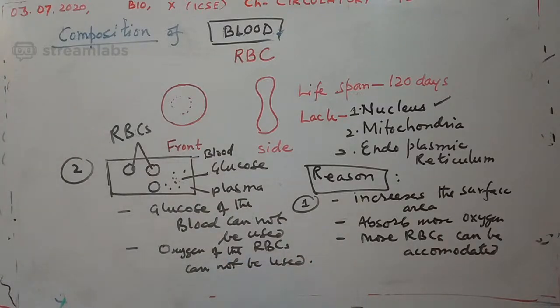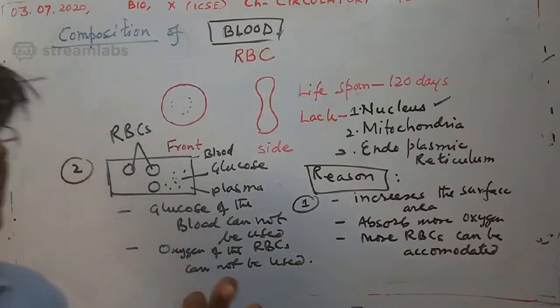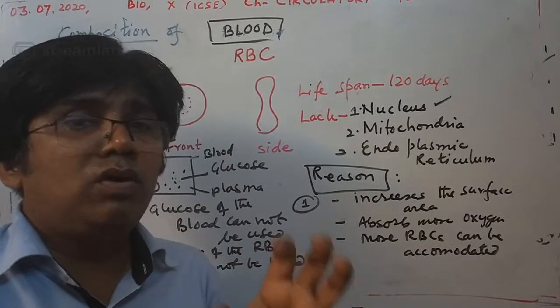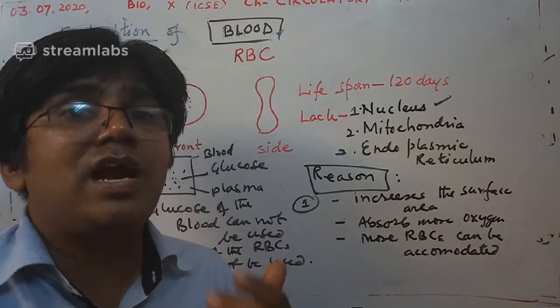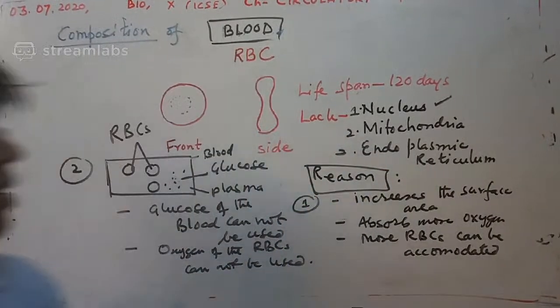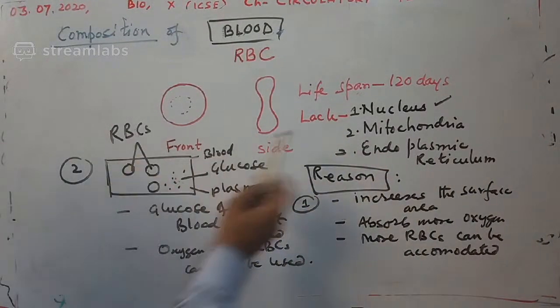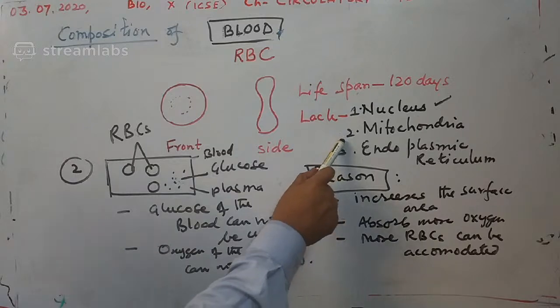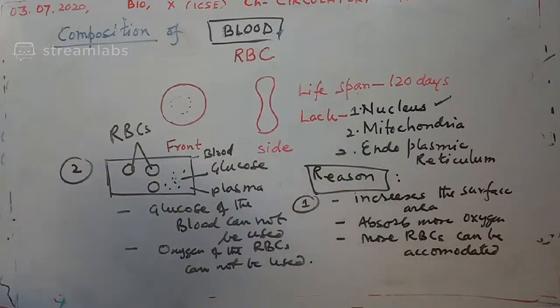I don't know how things are so systematic. We study, but God made all these things so systematic. We study, understand, and get surprised, and then always praise God for these things. So my point is this: in RBCs, the cell organelle mitochondrion is also absent because the blood glucose cannot be used, and in RBCs oxygen cannot be used.